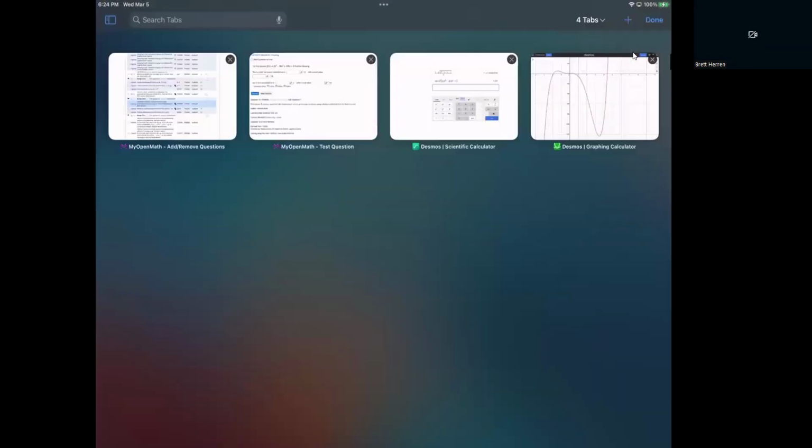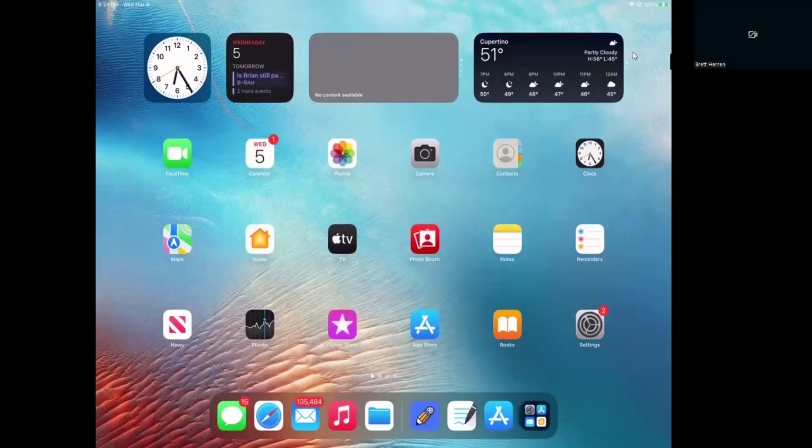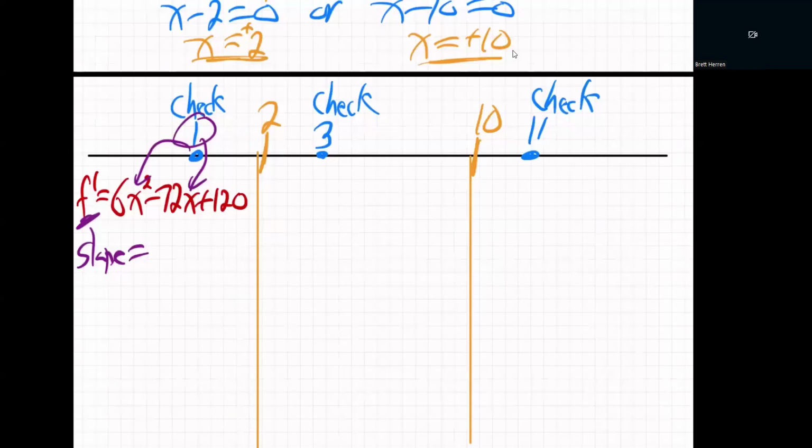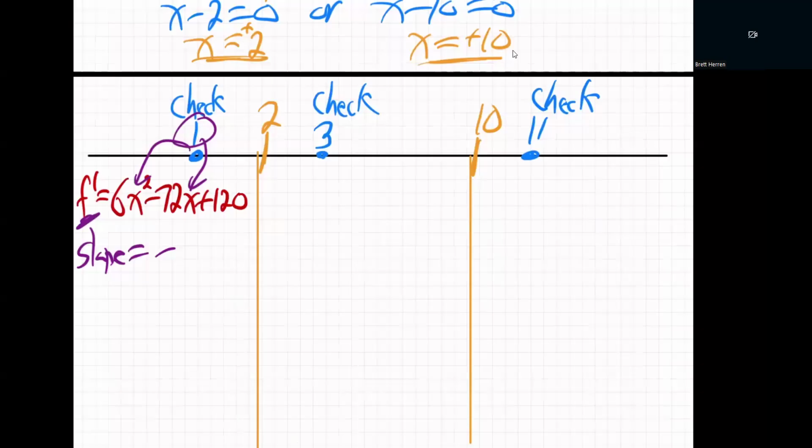6 times 1 squared minus 72 times 1 plus 120. Plug in 1. Yeah, looks good. So what did I get? I got positive 54. That means the slope is positive, which means the graph is going up in that section. So the graph must be going up in this section.